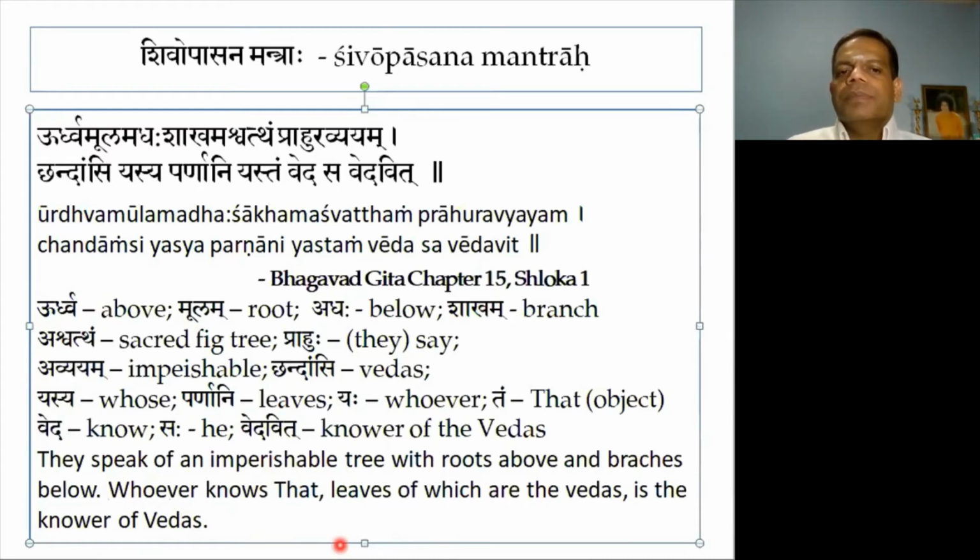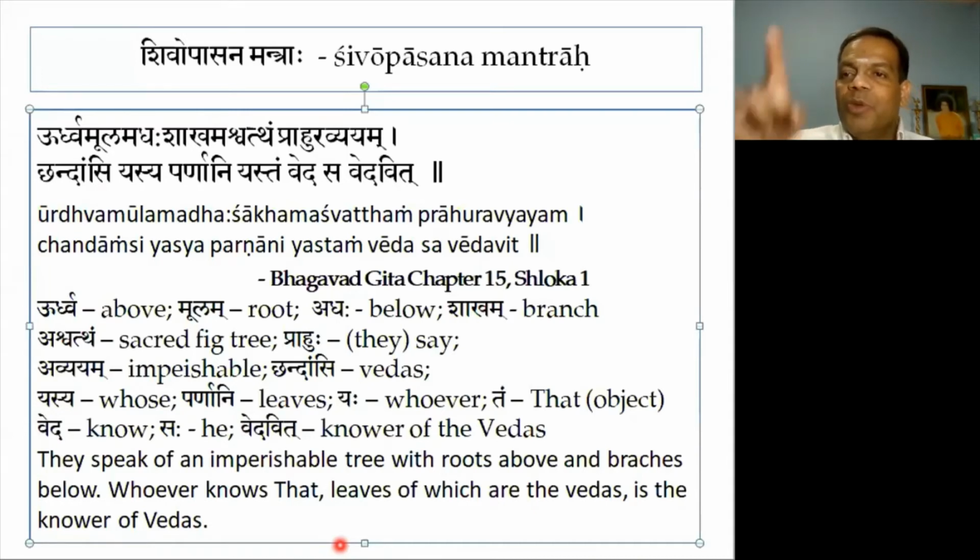So Swami is giving an explanation, so we will look at that. There's this description of a tree which is upside down. The roots are above and the branches are below. And that is this world, this creation also. The source of everything in this creation is above. This is the root from which everything grows in this world. So that's why the tree is upside down.